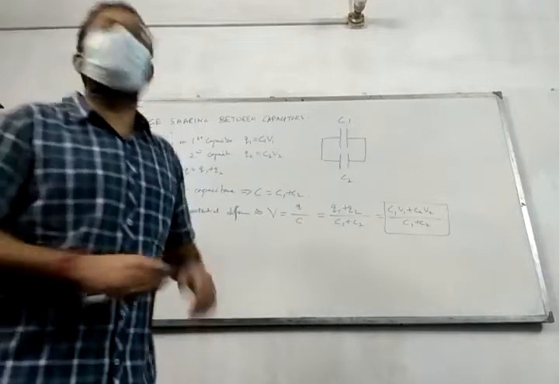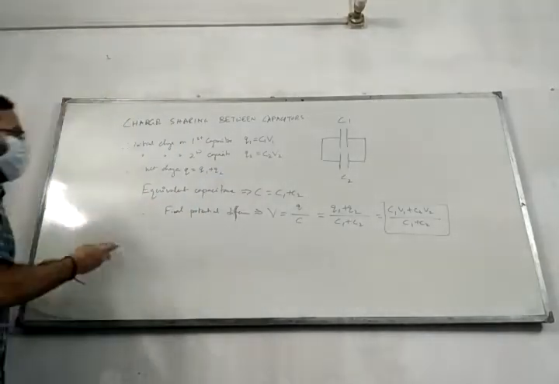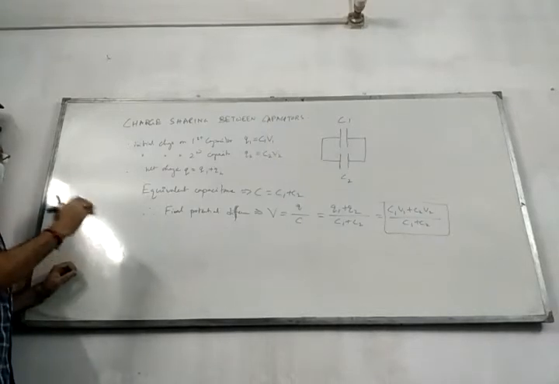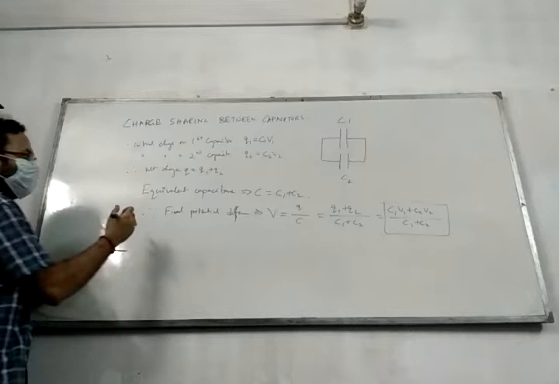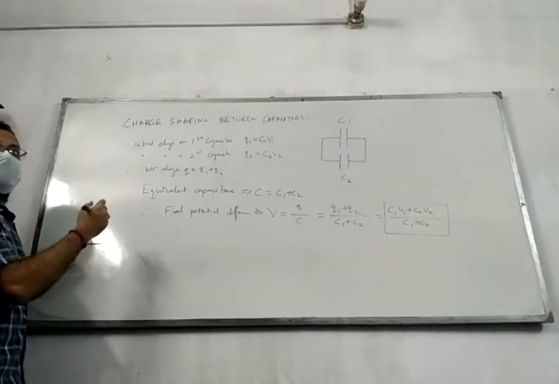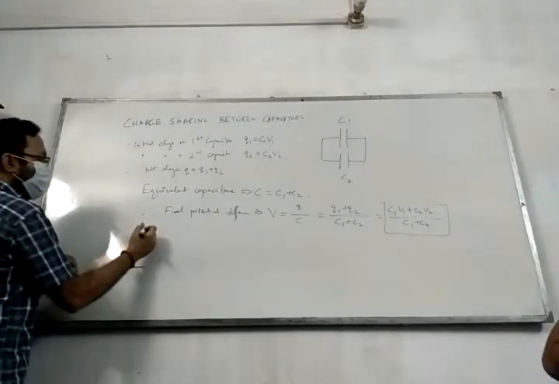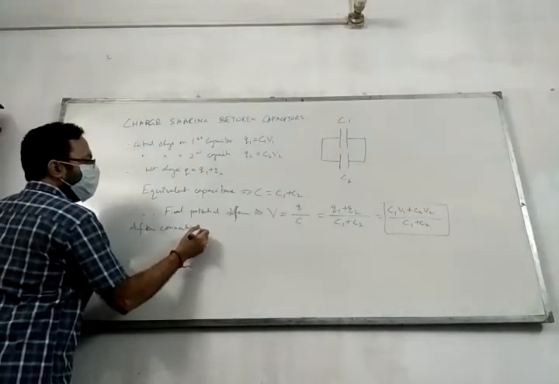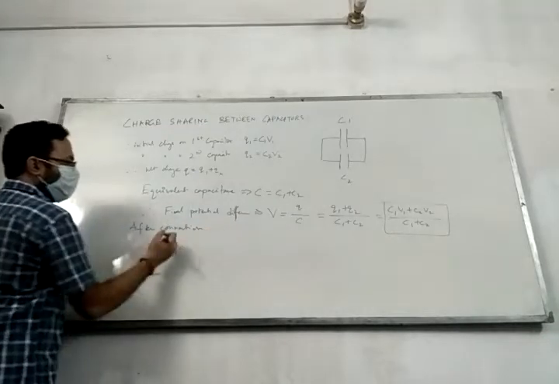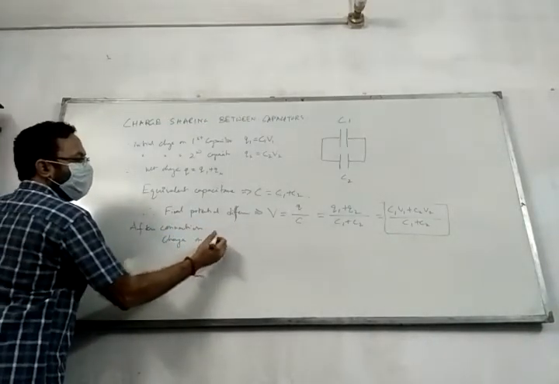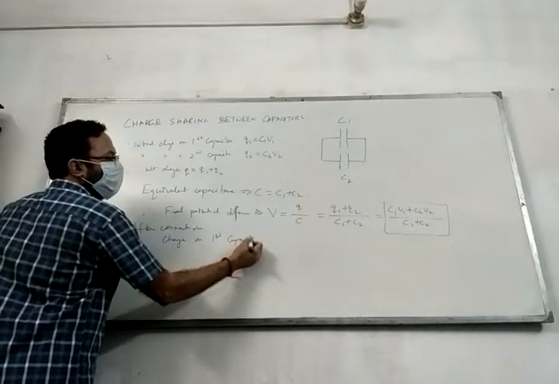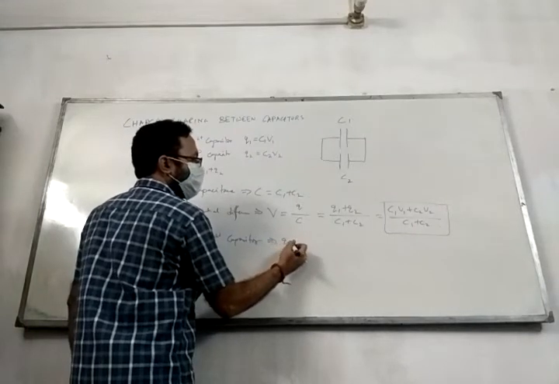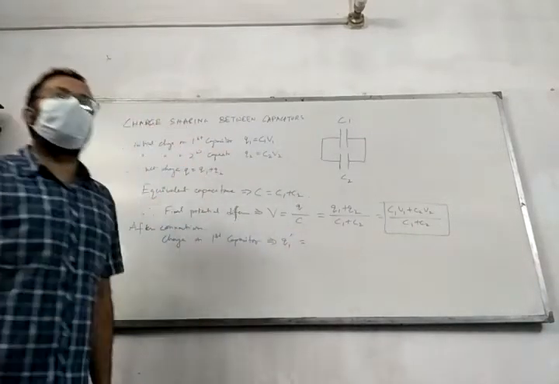What is the next question? After connection, what are the charges on the capacitors? So after connection, the charge on the first capacitor is Q1 dash. How do you find it out? Tell me.